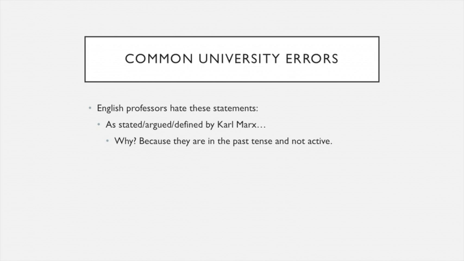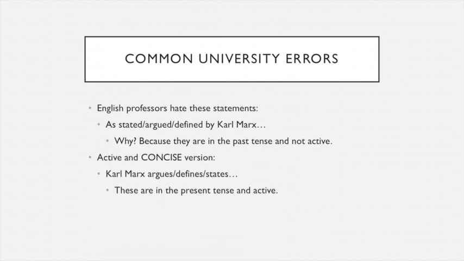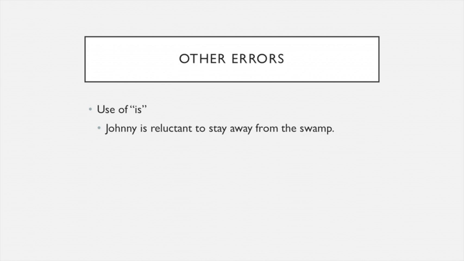English professors hate these types of statements: "as stated," "argued," "defined by Karl Marx," and you might be using these a lot when you're referring to or quoting from a work. Now, why do they hate these types of statements? Well, it's because they're in the past tense and they're not active. They want you to be assertive and state that Karl Marx argues or defines. This makes it more concise. If you ever had English teachers tell you to be more concise, this is what they mean. They want you to take all those unnecessary words out and make it present and active tense, or active voice.